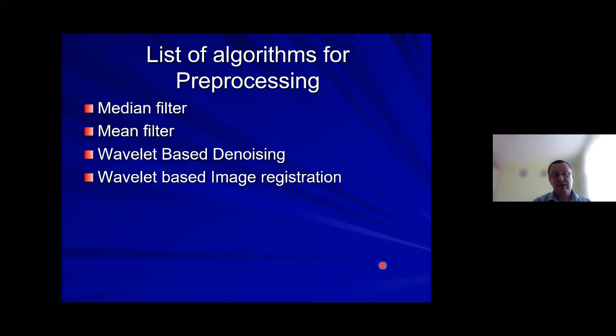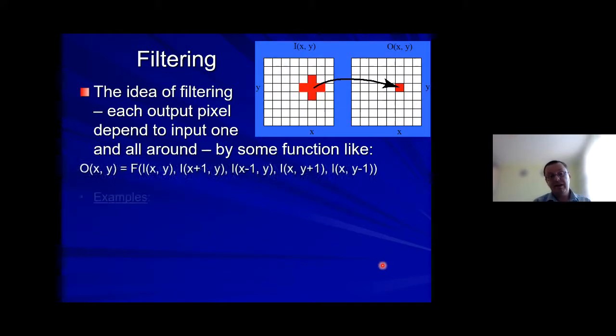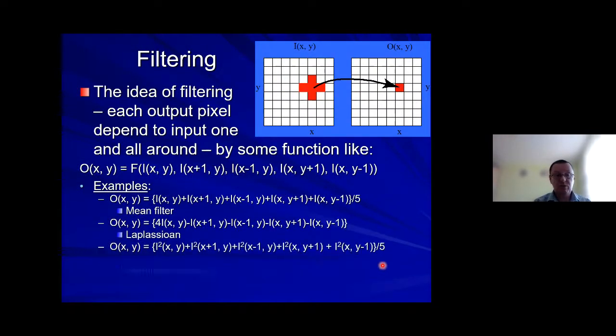Other, more advanced filters are median, mean, wavelet, denoising, registration, and so on. In general, the idea of filtering is that we form a new image where each picture element, each pixel of this new image, depends not only on the single pixel of the original image, but also on its neighbors around it. And here we have conventional filters, Laplacian, and nonlinear filtration actually works. So for each pixel, we apply a specific formula with specific coordinates.